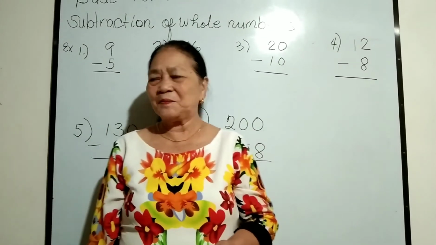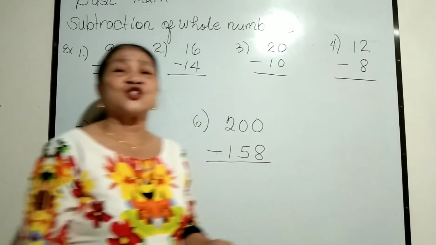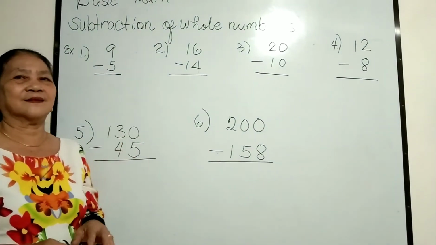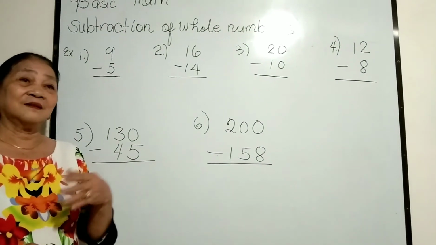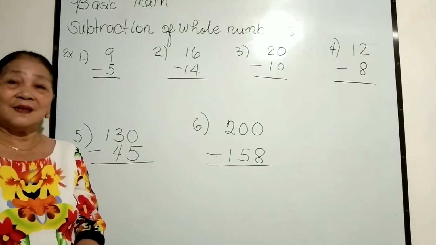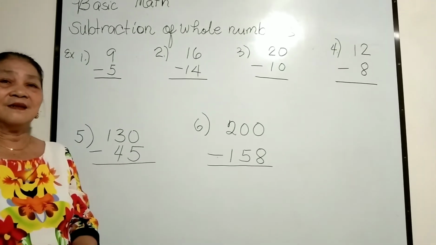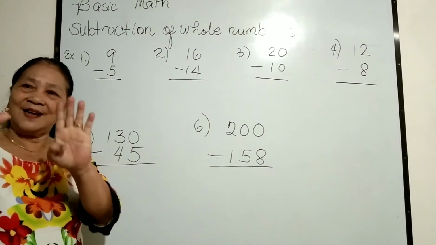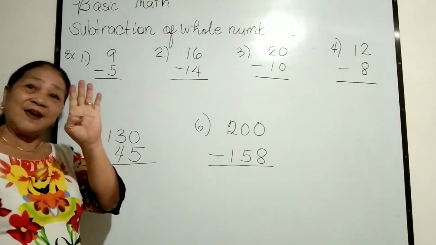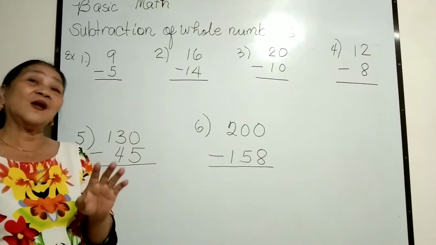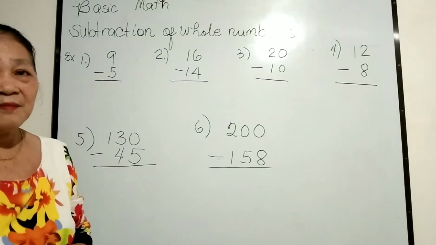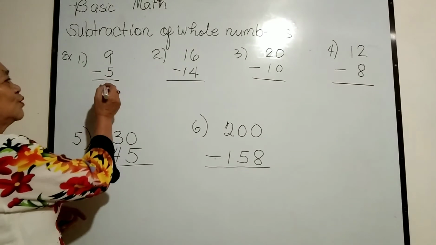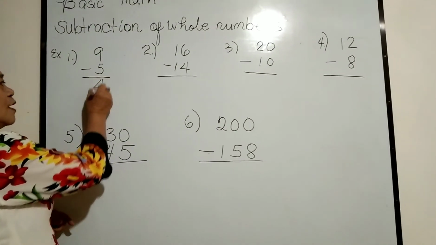Okay, let's start. In subtraction, sometimes we're going to use our hands. If it is primary, like this, we have 9 minus 5. So, we will answer 4. But if we could do it right away, 9 minus 5 is 4.